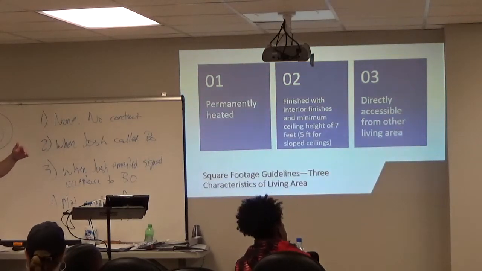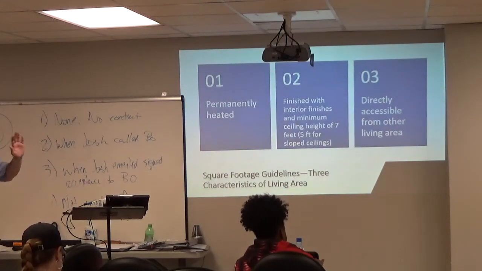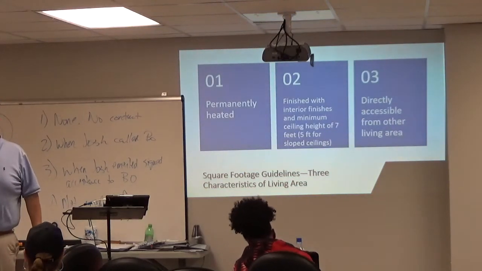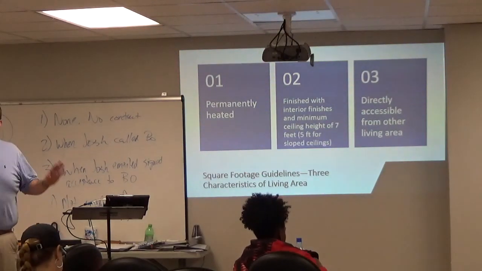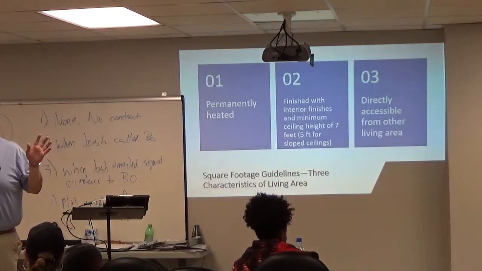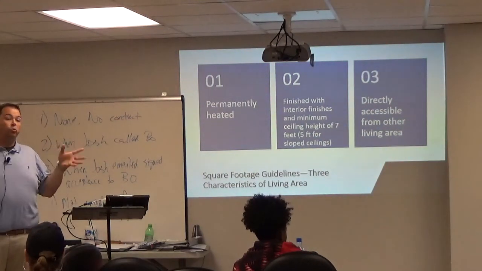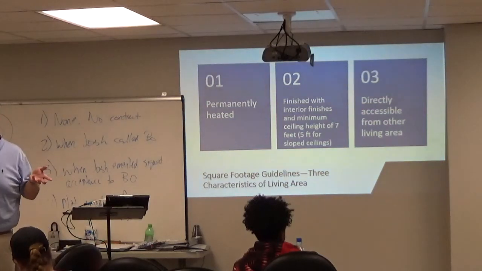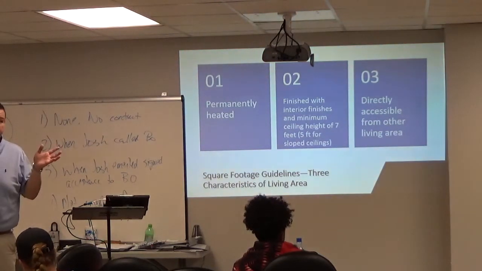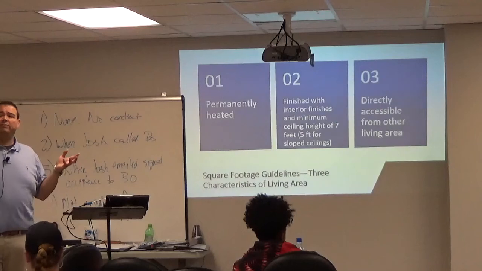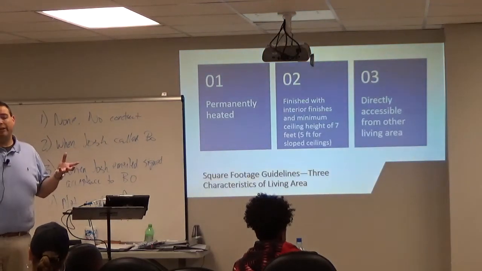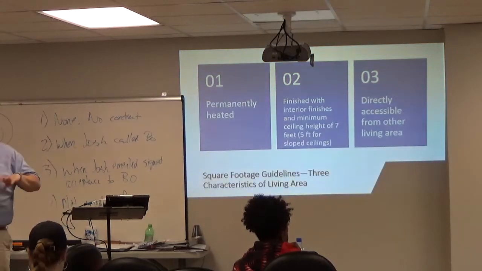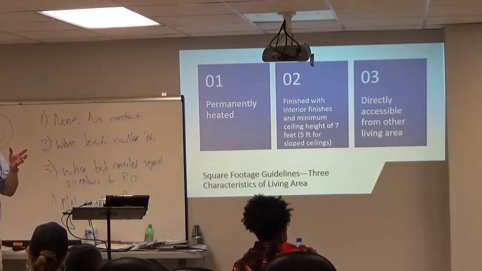Permanently what? Heated. Criteria 2 deals with the interior finishes, mostly with ceiling height. Because interior finishes has a lot of gray area, right? I mean, the law just says interior finishes. A lot of that gets to be debatable. Does that make sense for you folks? Even concrete could conceivably be an interior finish in some application. That's why you have to use your best judgment.